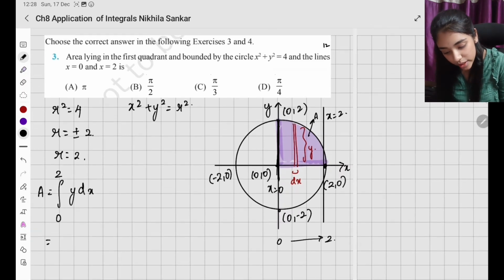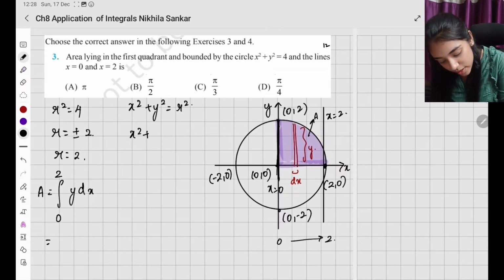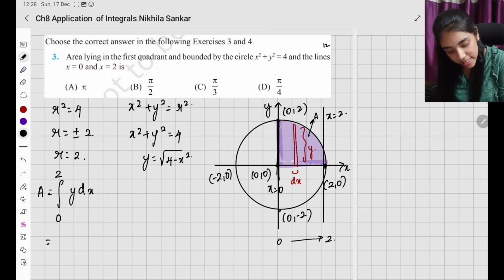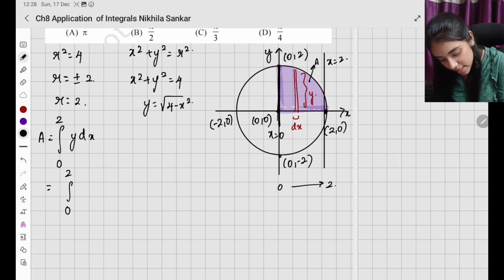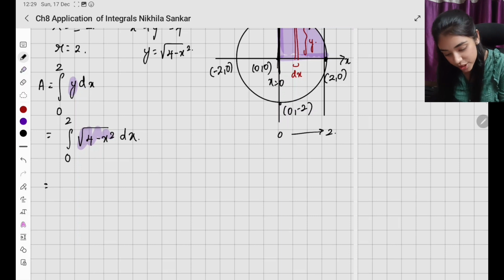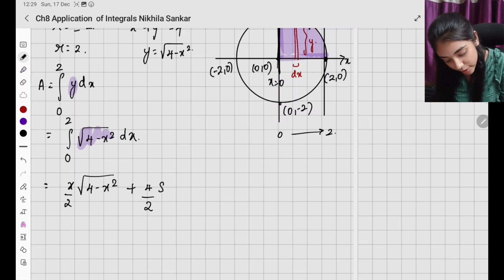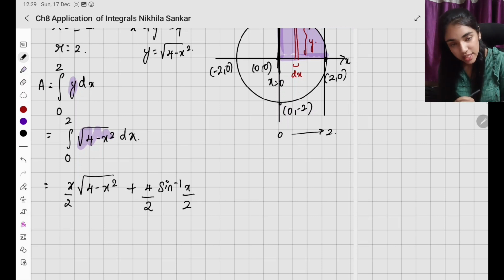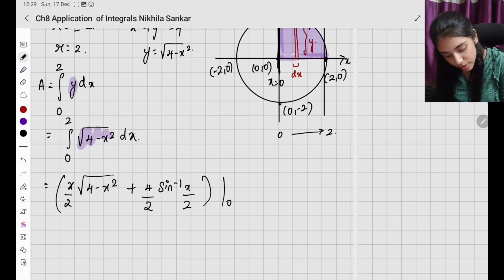Instead of y, what am I going to substitute? I have x square plus y square equals 4. y equals square root of 4 minus x square. Simple. So this is going to be the integral from 0 to 2 of square root of 4 minus x square dx. By applying the formula, I have x by 2 square root of 4 minus x square plus a square by 2, so 4 divided by 2, sine inverse of x divided by a, which is 2. And the limits are from 0 to 2.